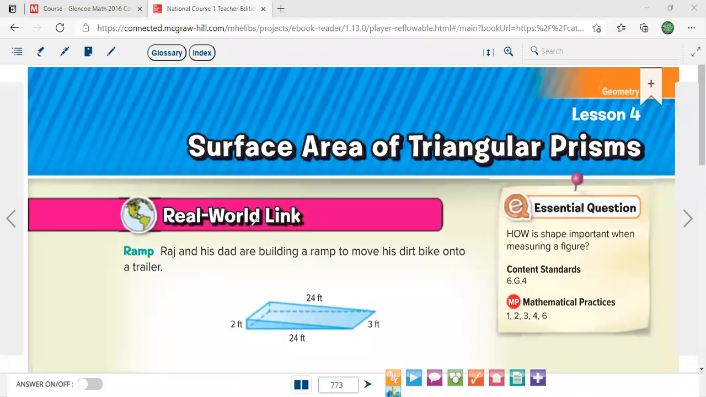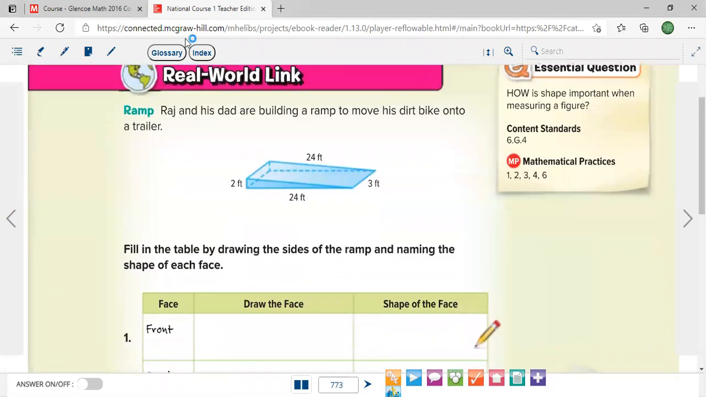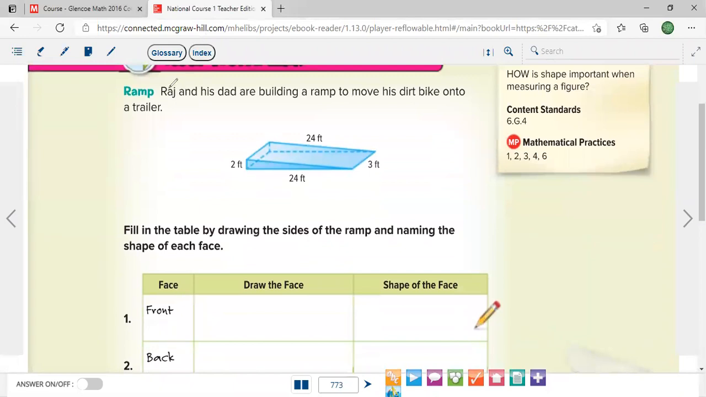In chapter 10, lesson number 4, surface area of triangular prism. Raj and his dad are building a ramp to move his dirt bike onto a trailer. This is the ramp and these are the dimensions. If you remember, this was the height of the prism, and these are dimensions of the base. The base is always shaped like a triangle.